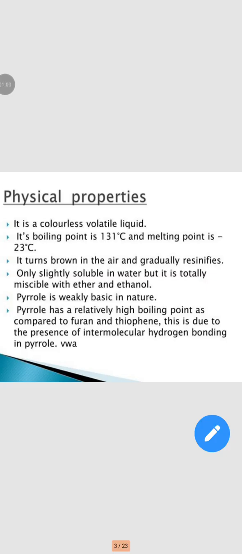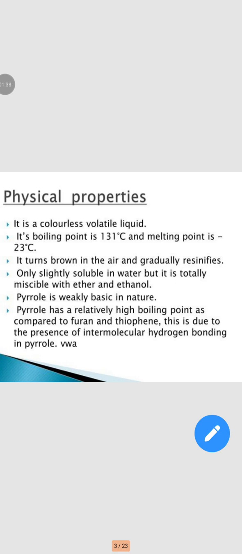So it is a colorless volatile liquid. Its boiling point is 131 degrees Celsius and the melting point of PYRROLE is 23 degrees Celsius. In the presence of air, PYRROLE turns brown in color and gradually resinifies. It is only slightly soluble in water, but it is totally miscible with ether and ethanol. So, slightly soluble in water and fully soluble in ether and ethanol.